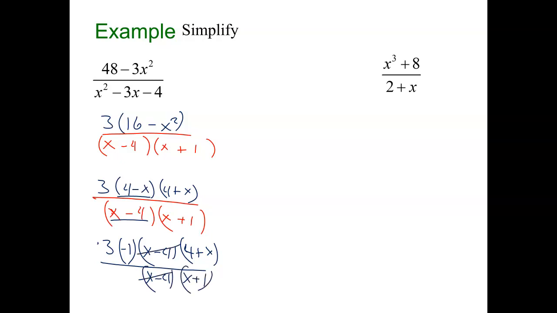Now those will eliminate. What's 3 times -1? -3. So I end up with -3, 4 plus x over x plus 1. Okay?